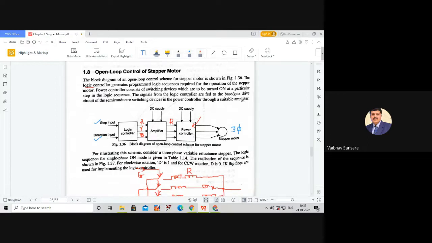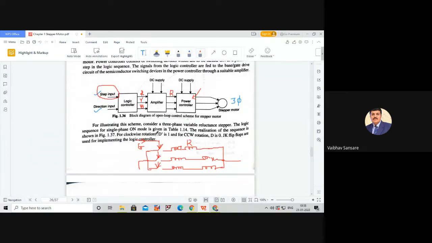So we can directly provide the input pulse, which is generated by this logic sequence or logic controller, to that gate driver IC. According to that input pulse, the gate driver IC will close the particular switch which is connected in a particular phase, and accordingly the stator phase of that particular phase gets excited, and the motor will rotate with a desired step angle. That desired step angle is provided as an input to this logic controller.